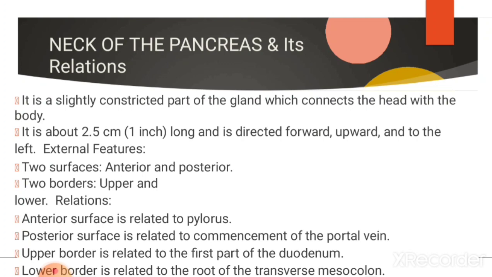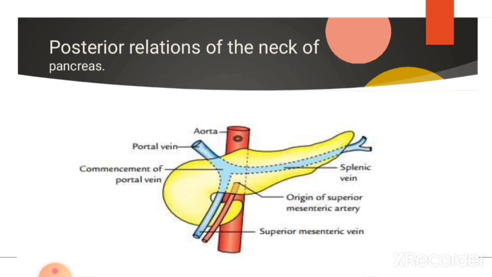Now the features of the neck of the pancreas: it has two surfaces, the anterior and the posterior, and two borders, the upper and the lower border. The anterior surface is related to the pylorus, the posterior surface is related to the commencement, meaning formation, of the portal vein, and the upper border is related to the first part of the duodenum. So here we can see the first part of the duodenum.